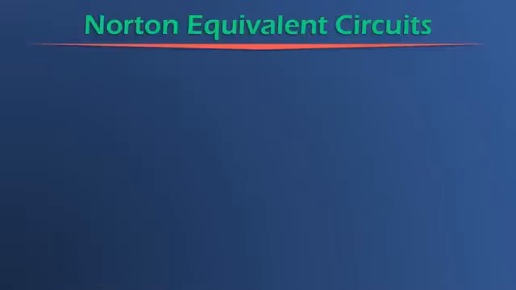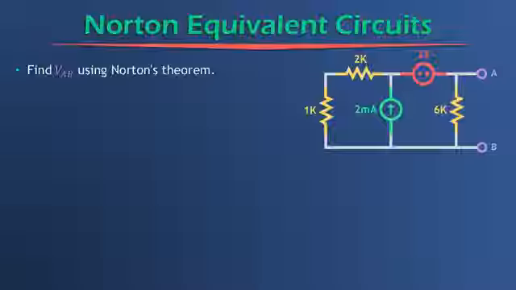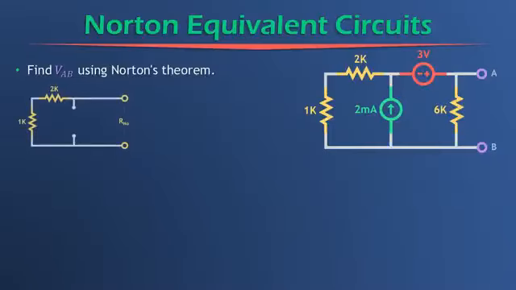Let's do the same problem we did before using Thevenin's theorem, and now let's use Norton's theorem. Here's the circuit from before, and we're asked to find VAB, and now we're going to use Norton's theorem to find VAB. How is the process going to be similar, and how is it going to be different? Well, the first part, finding R Norton or R Thevenin, is identical. We short circuit our voltage sources, open circuit our current sources, remove the load resistor, and find the equivalent resistance. That's what we did here: 3 kilo ohms, same as before.